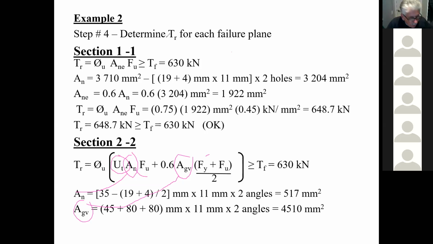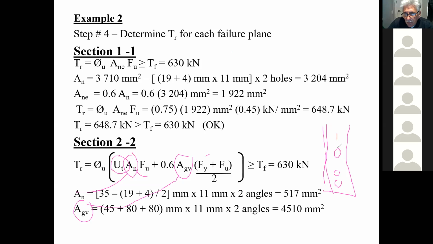I don't understand why you're dividing by 2 for AN. I'm not dividing. The reason why I'm dividing by 2 is because, okay, this is my steel angle here. Here's my hole, right? There's my hole, and there's my hole. You see that? Yeah.